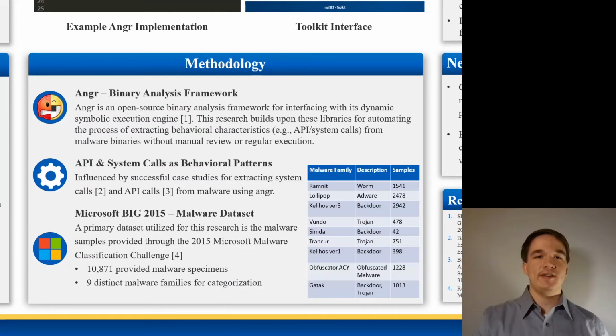As for the methodology, we are utilizing the angr binary analysis framework for its symbolic execution engine and suite of Python services for analyzing our malware samples to dynamically extract API and system calls, as proven possible by two recent case studies on individual malware samples through the use of angr. Therefore, this research aims to build on their success by developing an automated system that could extract both types of calls on a larger spectrum of malware samples.